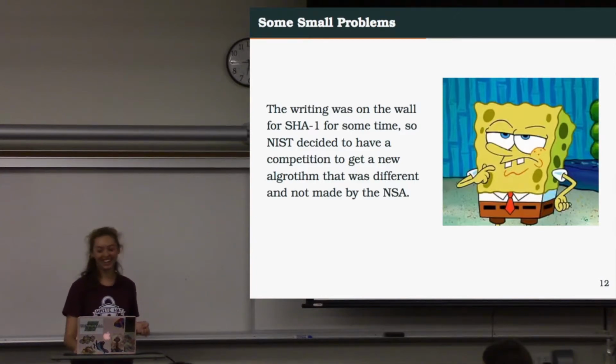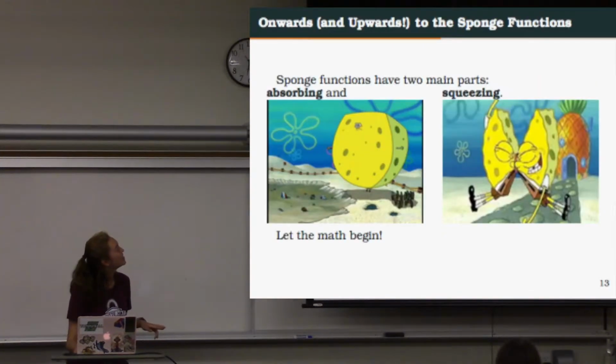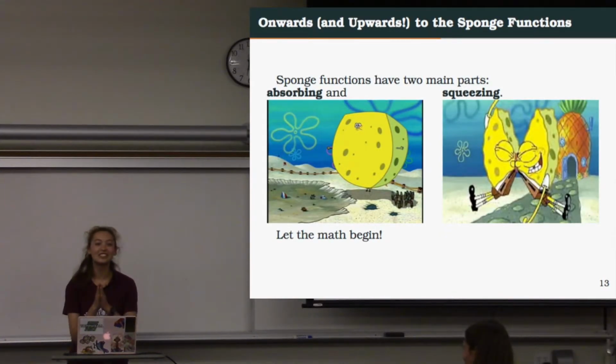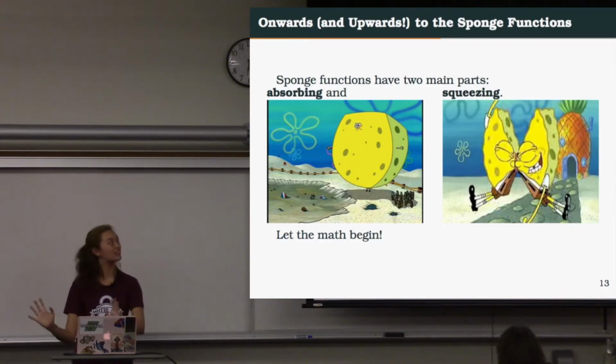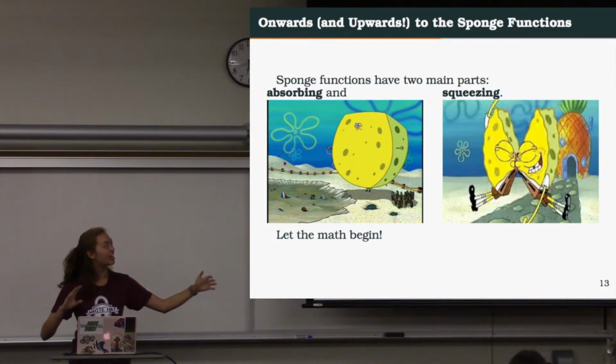So. Yeah, any other questions before we proceed with actual sponge functions, finally? Cool. So onwards to the sponge functions. Sponge functions have two main parts. They have the absorbing phase and the squeezing phase. We're going to go through each of those individually. I'm going to cover some of the other things in sponge functions that you saw in the graph from earlier. And then, we'll let the math begin.